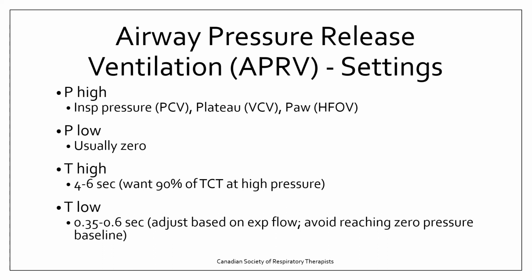And then if you had a patient who was in high frequency oscillation ventilation prior to going into APRV, then you would use the mean airway pressure as the initial start for your pressure high, your P high.